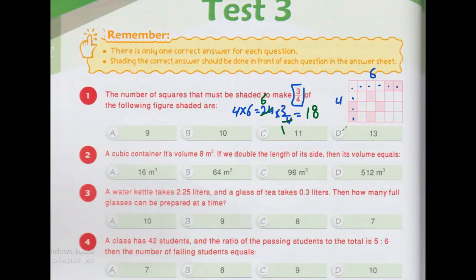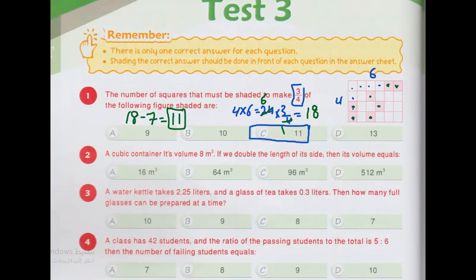Now, what is left? What is the remainder? Here I have 1, 2, 3, 4, 5, 6, 7. Here I have 7 squares that were shaded before. So 18 minus 7 equals how many squares will be left? 11. 11, correct. So the answer is 11. Do you understand, Ma'mum? Yes. Right, good job.